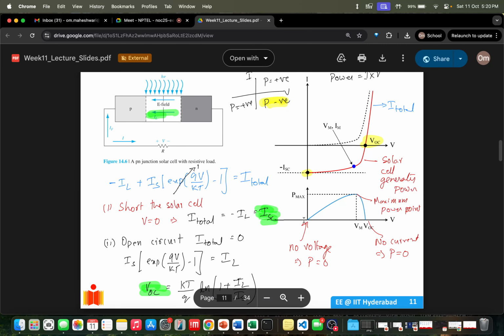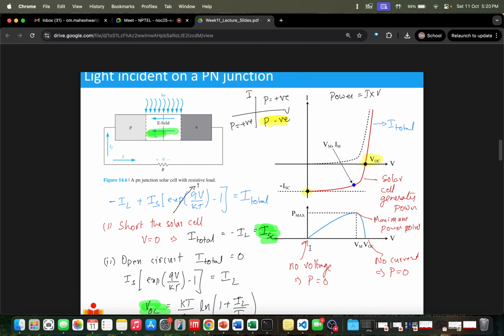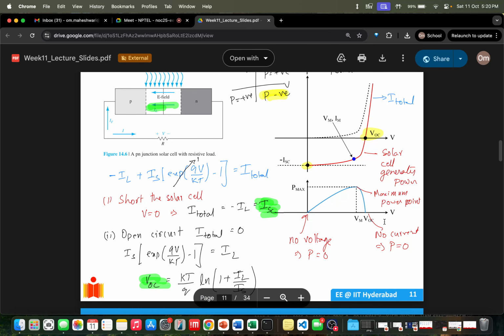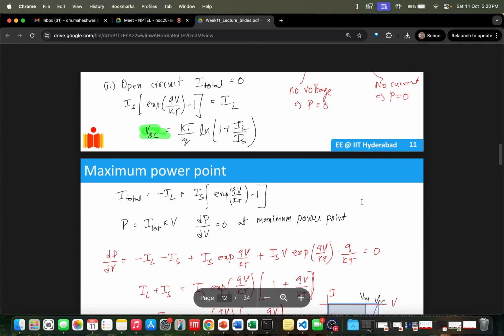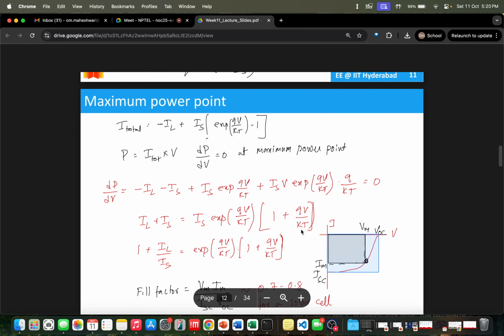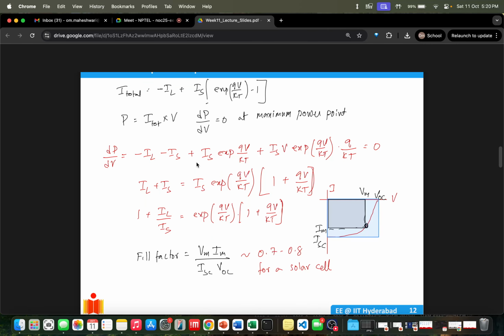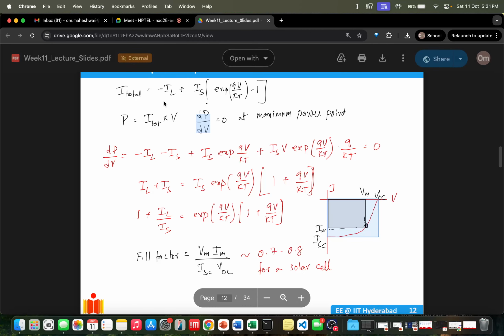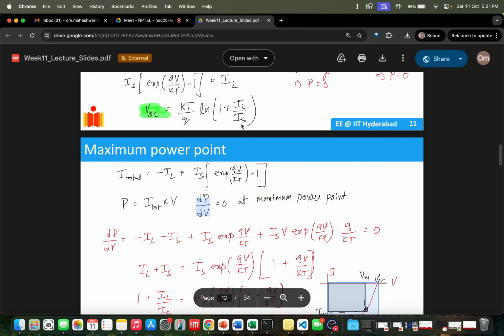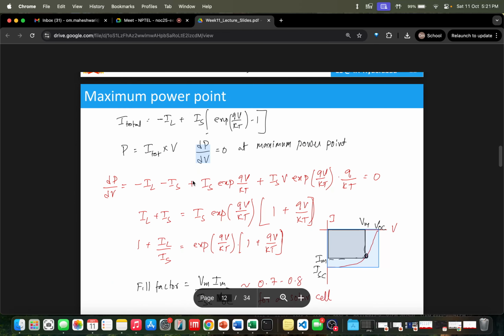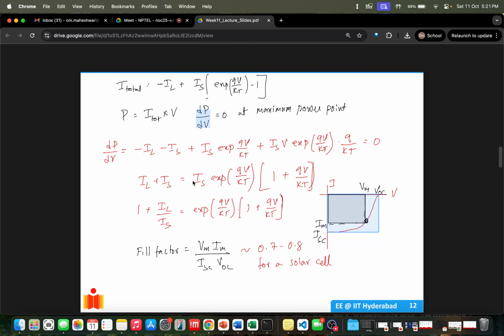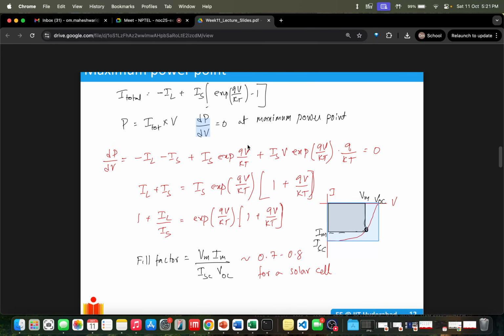So this V times I actually gives you the power, right? With the power diagram, at this point somewhere we have the maximum power point, where we want to operate. The maximum power point we can calculate by dP by dV equals 0. At the maximum point, this is I total equals IL minus IS times exponential of qV by kT minus 1. So you just put in the derivative and find that.